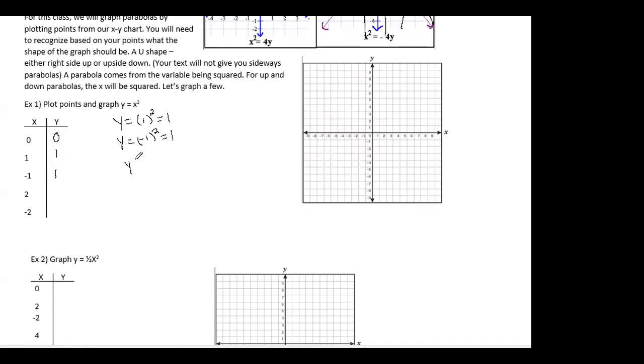If I put in a 2, 2 squared is equal to 4.